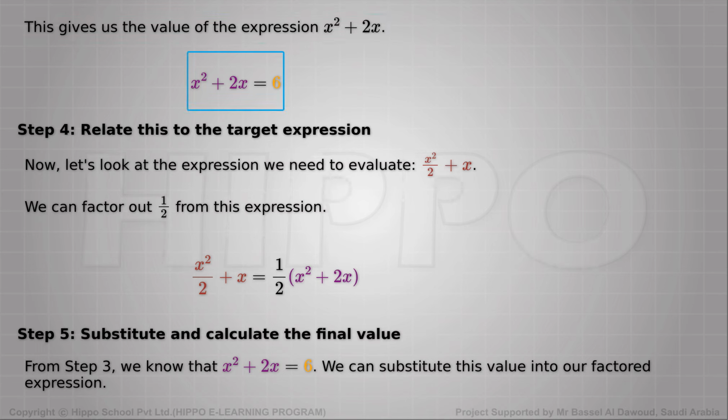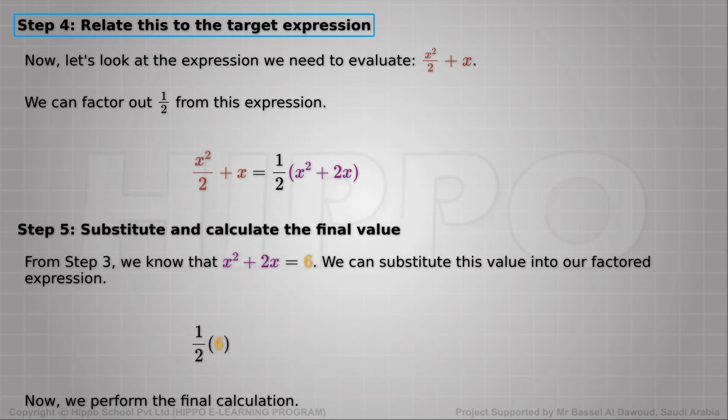So now we have a much simpler equation, as you can see on the screen. x squared plus 2x equals 6. This is a huge breakthrough. We found the value of this entire chunk without ever needing to find the value of x itself.